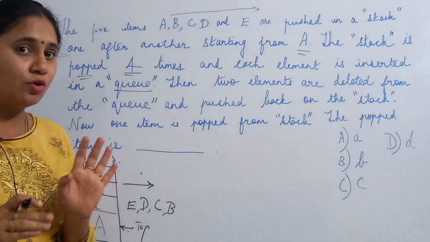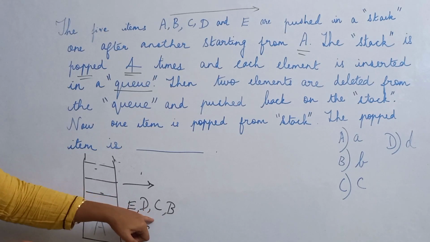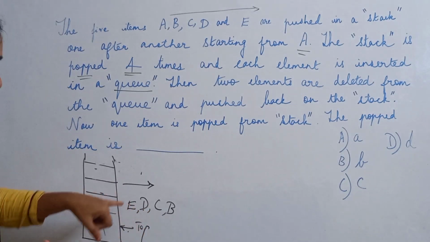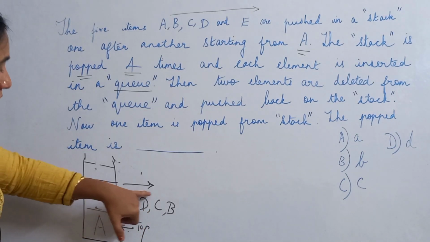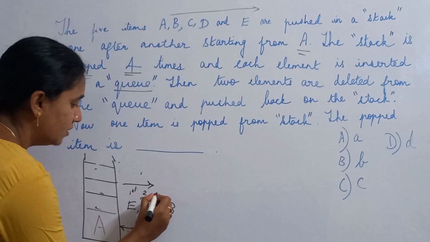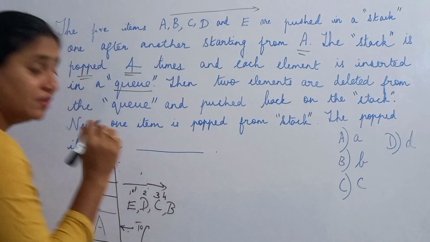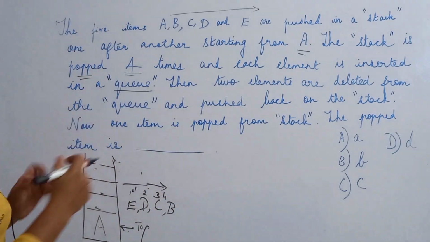Right? Up to now are you all clear? So I have popped 4 times and these are the respective elements. So see, first element is E, D, C and B. So this is first, second, third and fourth. So like this I have deleted the elements from the stack.